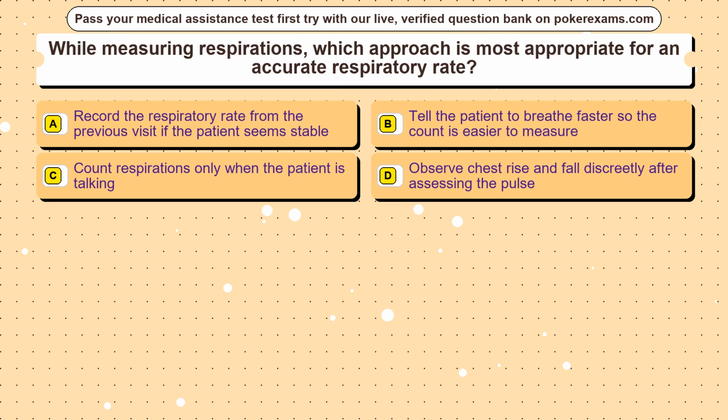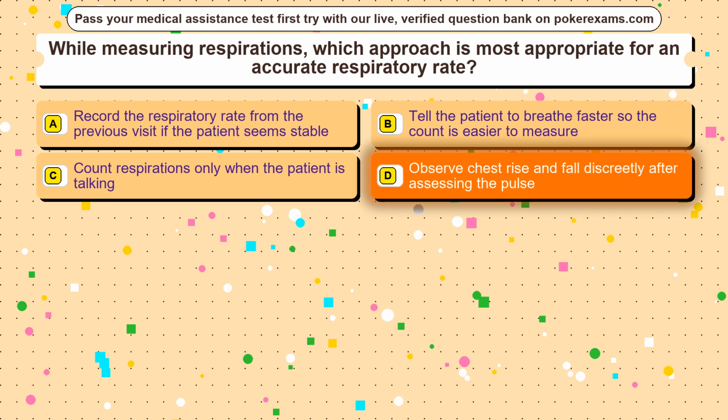Question 69. While measuring respirations, which approach is most appropriate for an accurate respiratory rate? Option A. Record the respiratory rate from the previous visit if the patient seems stable. Option B. Tell the patient to breathe faster so the count is easier to measure. Option C. Count respirations only when the patient is talking. Option D. Observe chest rise and fall discreetly after assessing the pulse.